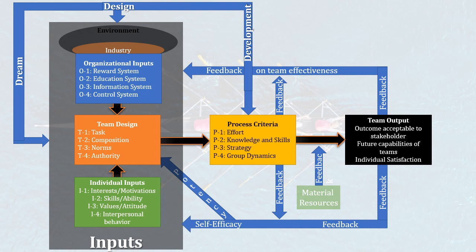Now, this theory talks about the feedback, and if anything goes wrong, for example, if there is a problem with one particular process criteria or this block, if there is a problem with any of these four criteria, then this theory tells you where you have to look for the solution in the inputs.